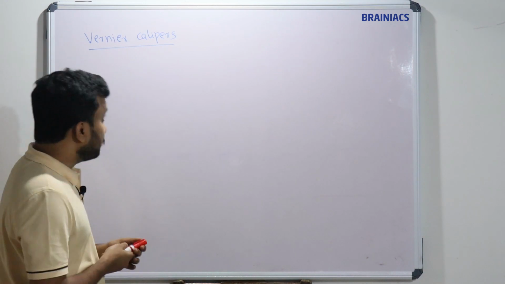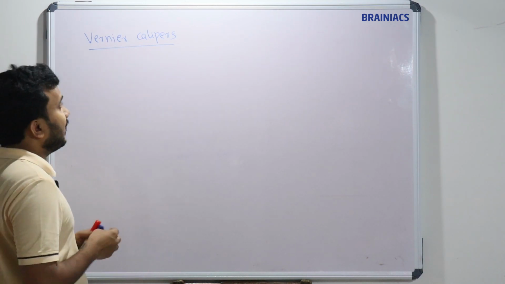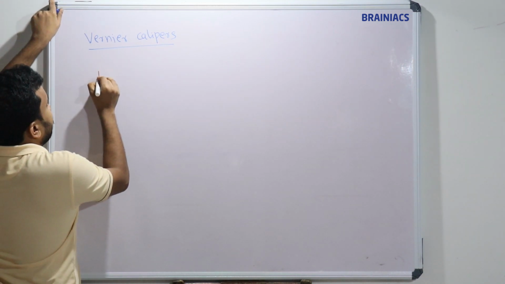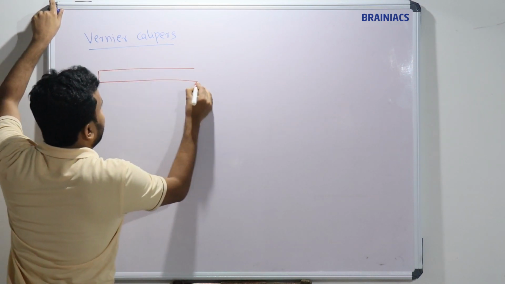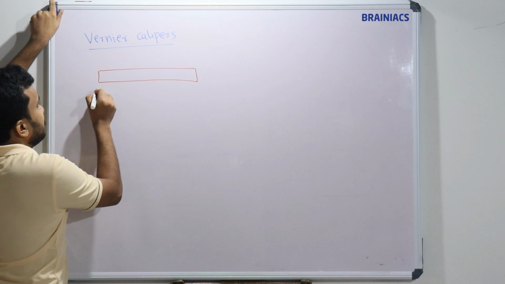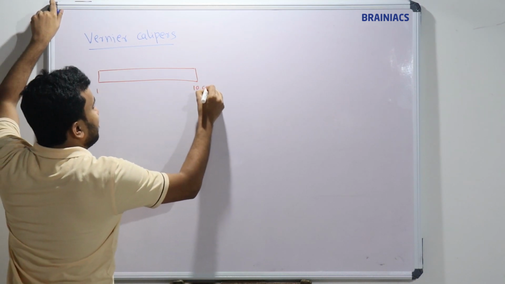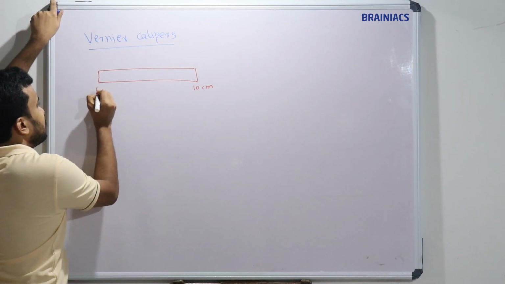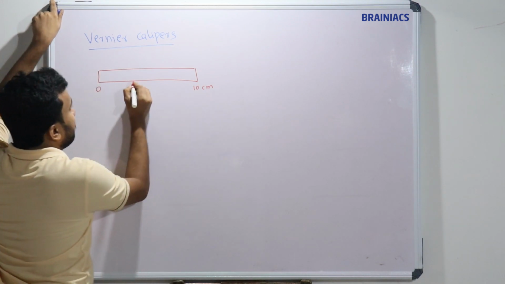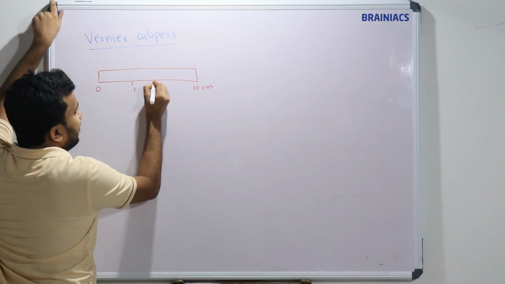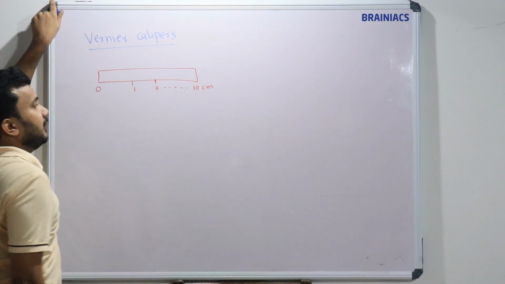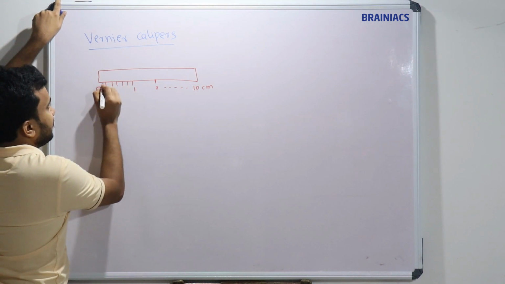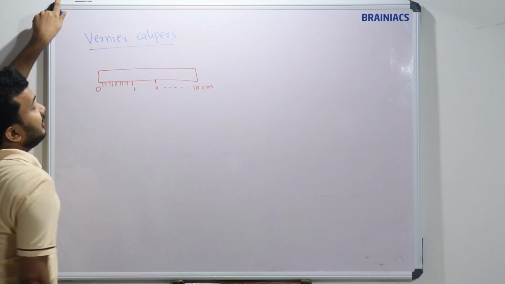So we'll go to the vernier caliper, but before that, we need to know the fundamentals of a normal scale. For example, I have taken one scale, which you can assume is a scale from 1 centimeter to 10 centimeter length. So this is position 0 to 10. Here I am marking the first position 1, and here the second position 2, and so on up to 10. Within 1 we have 10 divisions.